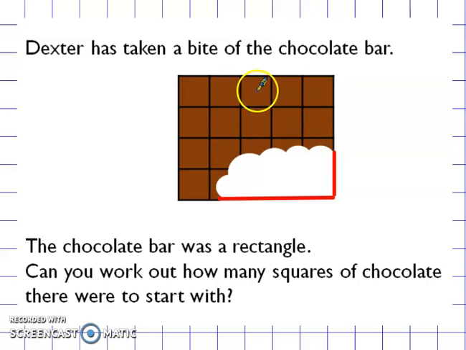So we can see there's 1, 2, 3, 4, 5 pieces across, and 1, 2, 3, 4 down. So how many is that all together? That's 1, 2, 3, 4, 5 across, and 1, 2, 3, 4 down. 5 times 4 equals 20 squares. He had 20 squares of chocolate to start with.